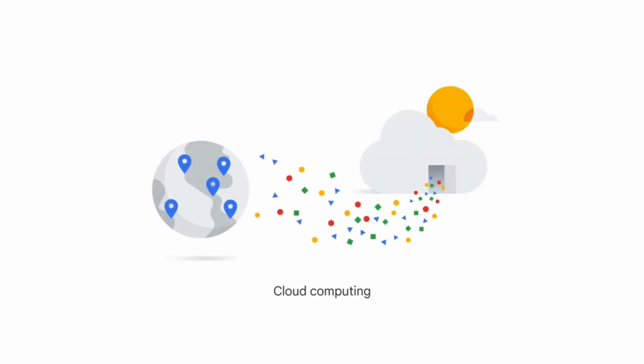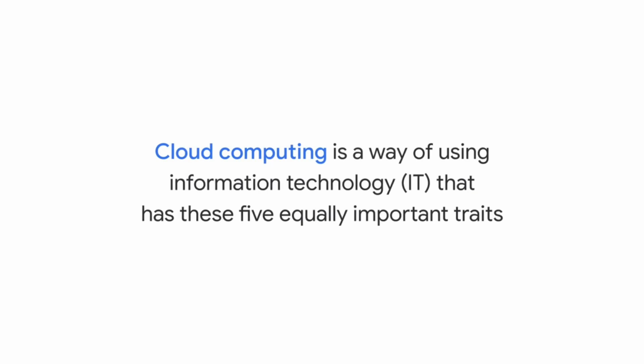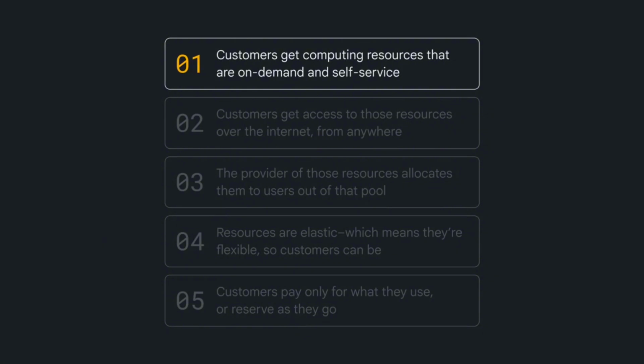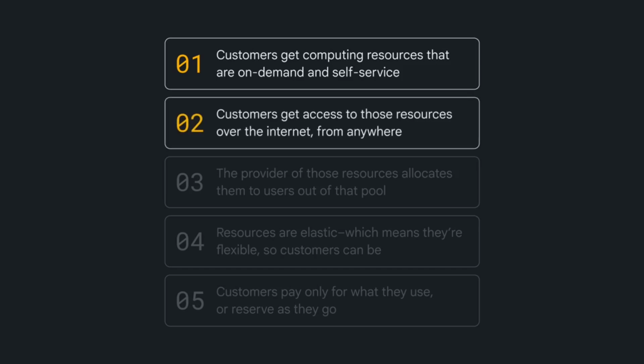Let's start at the beginning with an overview of cloud computing. Cloud computing is a way of using information technology, IT, that has these 5 equally important traits. First, customers get computing resources that are on-demand and self-service. Through a web interface, users get the processing power, storage, and network they require, without the need for human intervention. Second, customers get access to those resources over the internet from anywhere they have a connection.